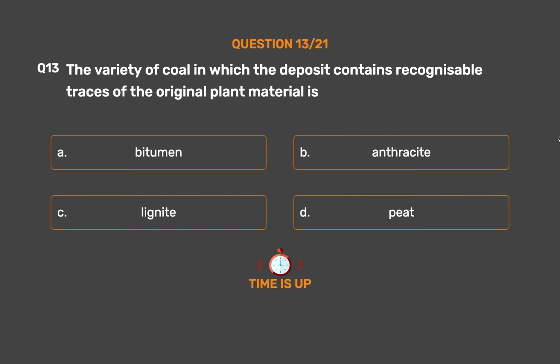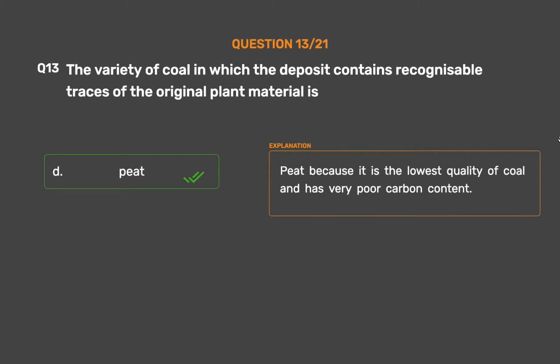The correct answer is option D, peat. Peat because it is the lowest quality of coal and has very poor carbon content.